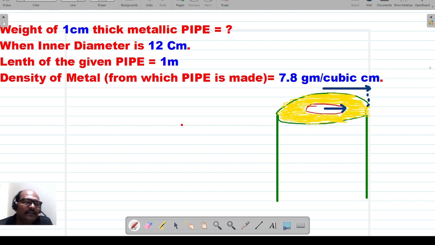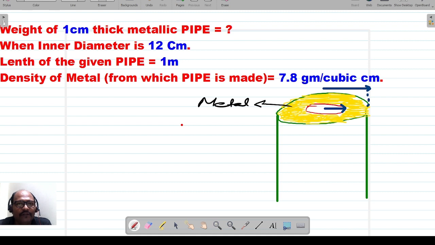Okay. So let us solve this question where the weight of a 1 centimeter thick metallic pipe needs to be identified when the inner diameter is 12 centimeter and the length of the given pipe is equal to 1 meter. So students, here the yellow is the metal. It's the metal which is used in making this pipe. This pipe is hollow from inside. The red circle you can see inside is the inner hollow portion which extends from top to bottom.